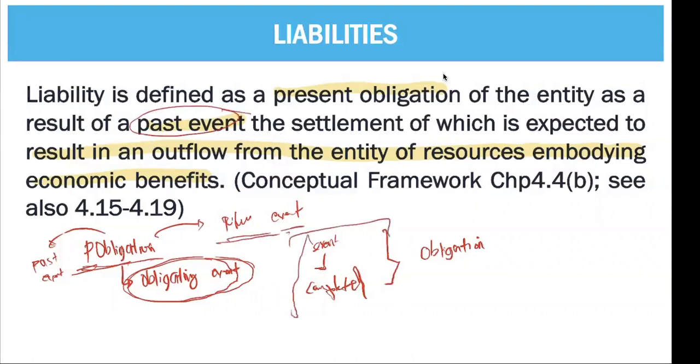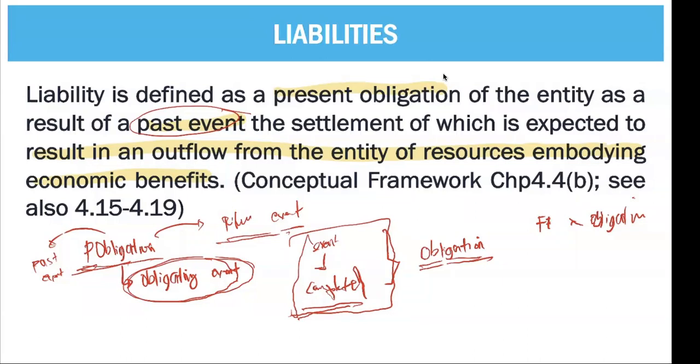So the event which creates now the obligation must have been completed first before we can say we have a liability. Therefore, guys, if that is a future event, there is no obligation, there is no liability. So it is important for you to know if that obligation is already completed or that particular event is already completed or not, so that we can properly classify it as a liability.